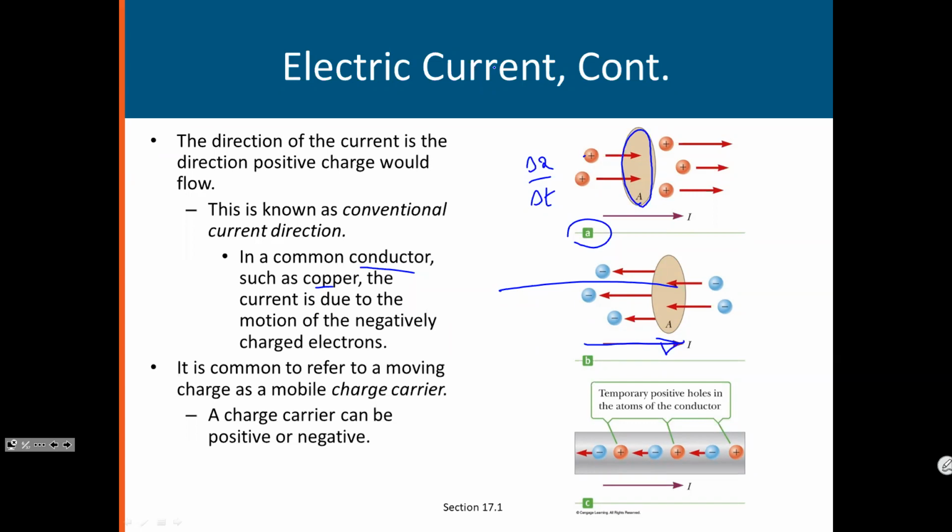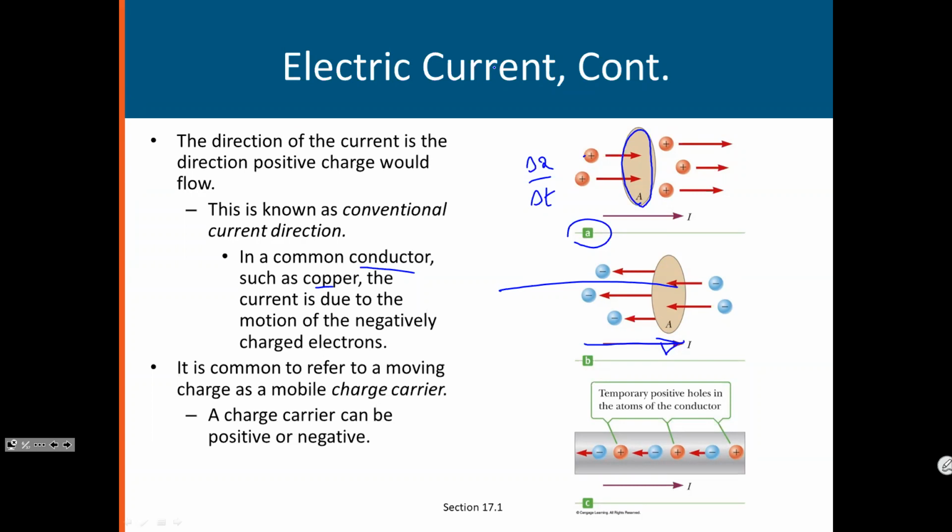It's the negative charges flowing, right? Yeah, because metals have free electrons. We don't have any ions or anything positive that can flow in a metallic solid wire. So protons are fixed to the nucleus. They are not free to move. Only the free electrons, the valence electrons, the outermost electrons, are free to move. They don't belong to any one particular lattice atom. So in a common conductor such as copper, the current is due to the motion of negatively charged electrons.